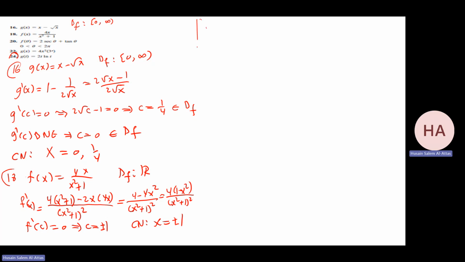20. f of theta equals secant theta plus tan theta.